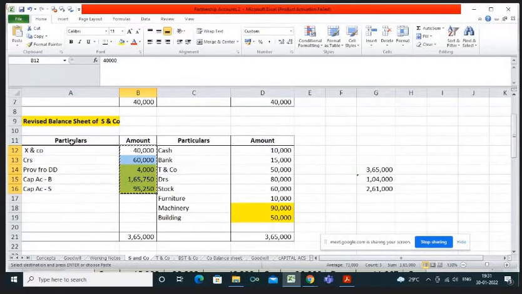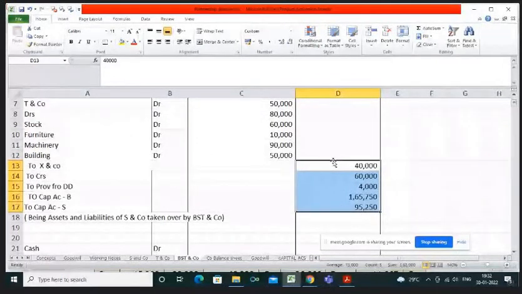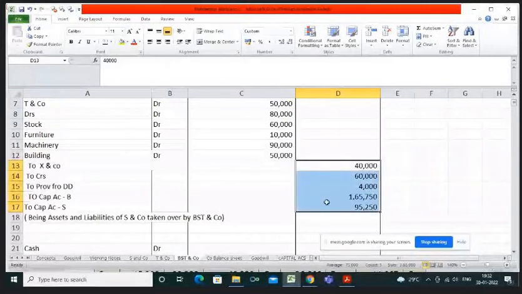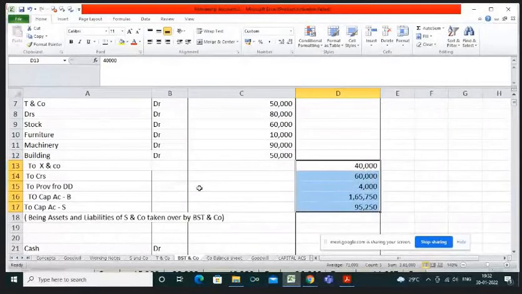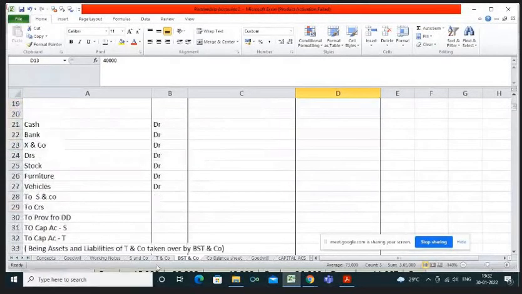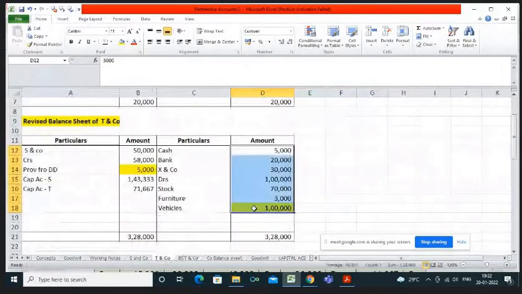So since I have this revised balance sheet, it is very easy for me to pass the journal entry. So X and Co, creditors, provision, capital of B, capital of S, and the total is 3,65,000. So the journal entry is as simple as that. Now for T and Co, we will understand what the process will be. Go to the revised balance sheet, take the list of all the assets and debit them.